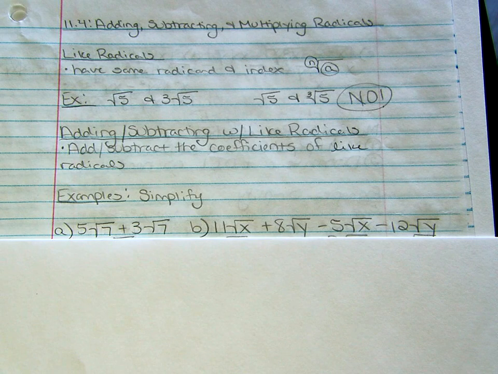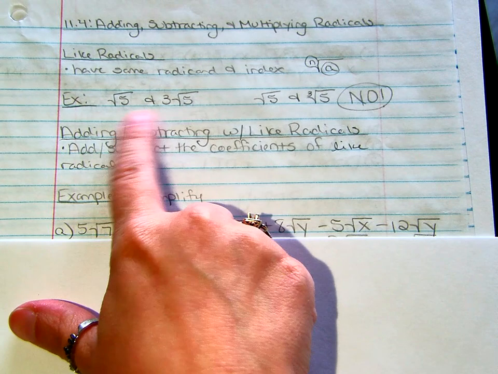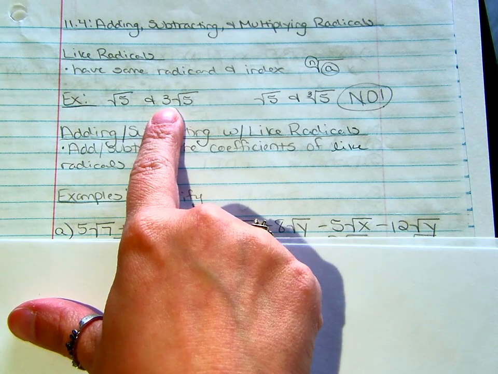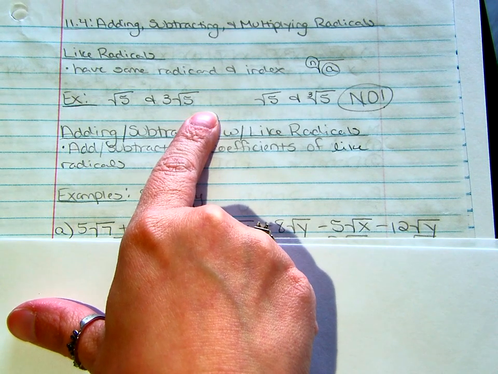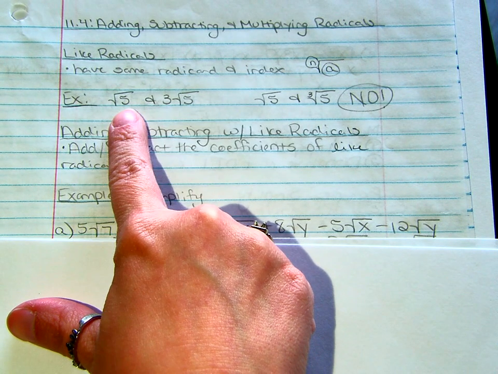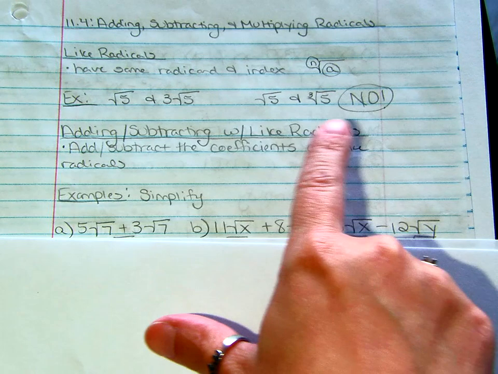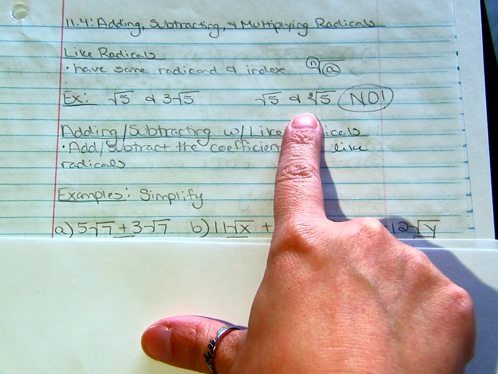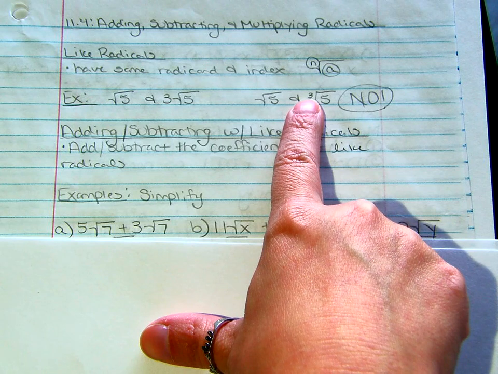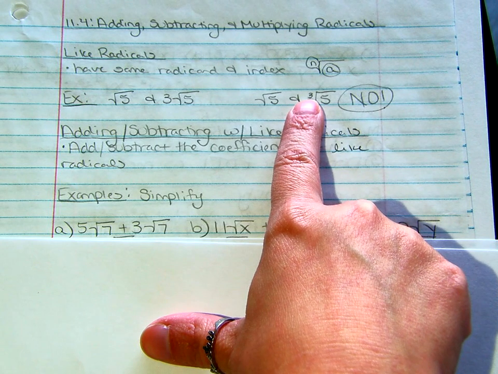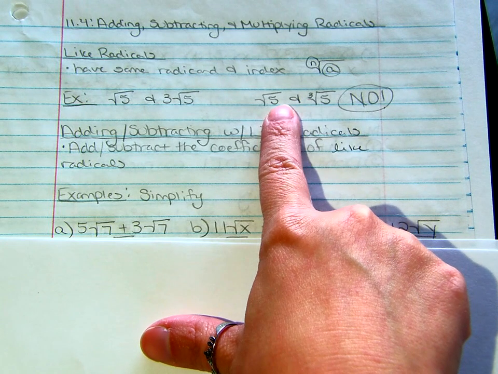So I could add or subtract radical 5 and 3 radical 5. I can do that. Both of them have the same radicand, the same thing that's underneath the radical, and they both have the same index of 2. Over here, with radical 5 and the cube root of 5, while the radicand is the same, the index is not. So I have to have both of these things in order to do any adding or subtracting.